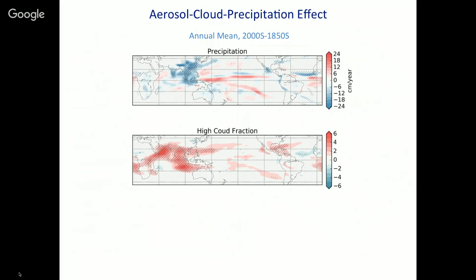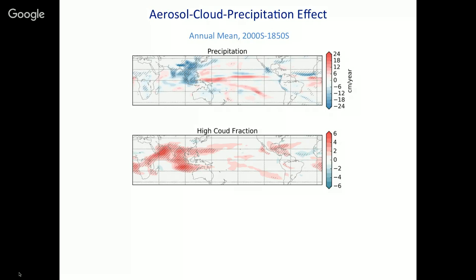Now, cumulus parametrization is usually thought to be connected to deep convection. But if you look at the high cloud fraction, which is a macrophysical quantity that tells you how much cloud amount is present, it actually increases over a similar region. Over this particular region, it increases where you have a reduction in precipitation.